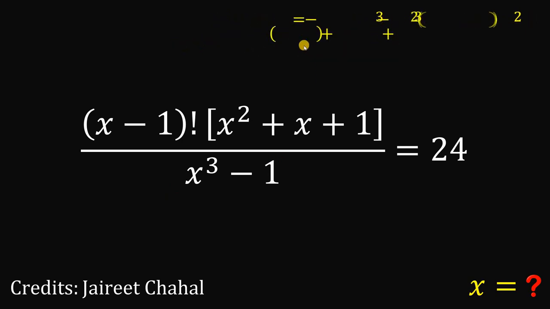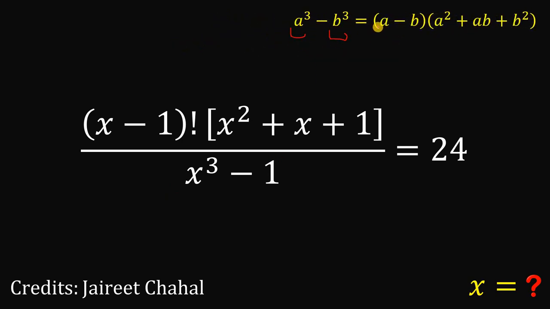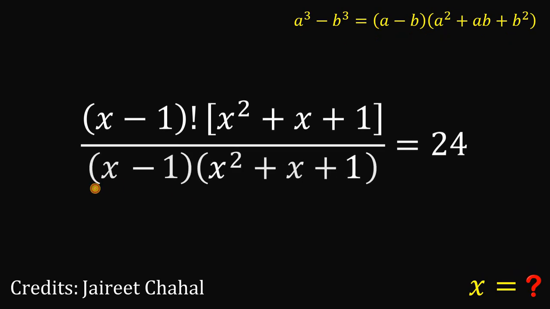Now it reminds me of this identity. When we have a cubed minus b cubed, this can be factored as a minus b multiplied by a squared plus ab plus b squared. So x cubed minus 1 cubed can be factored also as follows. We have x minus 1, using this identity, multiplied by x squared plus x plus 1.